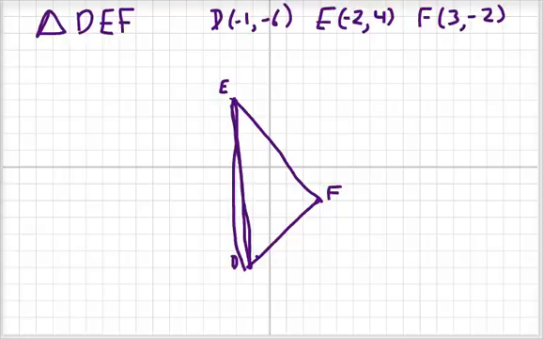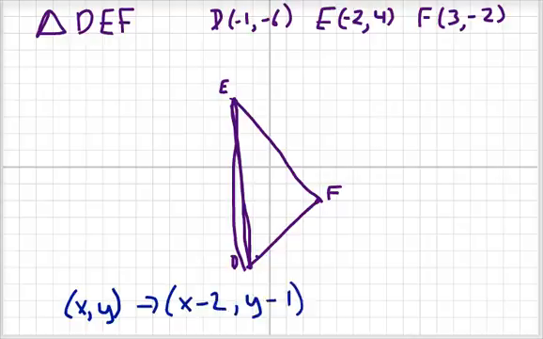And I want to perform the following translation. I want to take x comma y, and let's go ahead and do x minus 2 comma y minus 1. Now I can look at that and I can think about x minus 2 comma y minus 1. How can I say that in words?